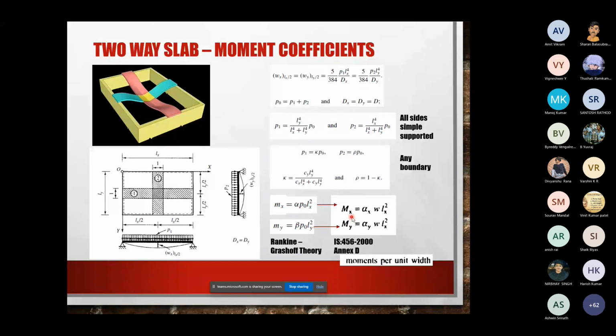Okay. The only thing you should remember here is, unlike the original Rankine-Grashof theory, the coefficients which are derived here are both derived with respect to Lx. Okay, so many people tend to make the mistake. They'll put Mx is alpha x w Lx square, and My equals alpha y w Ly square. People tend to put that by mistake. Okay, because it's natural to think that way, but that is wrong. Actually, both are Lx. Okay, all the moments are in terms of the short direction. So be aware of that.